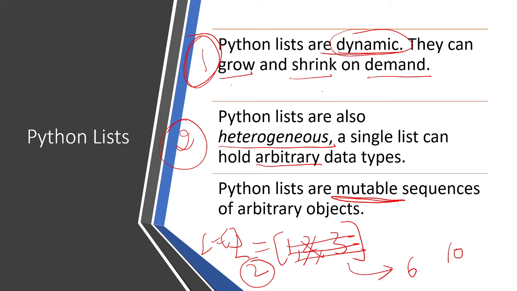So from the past two slides, two things you need to remember. Python lists are ordered sequences of items. Python lists are dynamic. Python lists are heterogeneous. Python lists are mutable. Take a minute and remember these four words. They are ordered sequences of items, dynamic, heterogeneous, and mutable. Can I go forward?